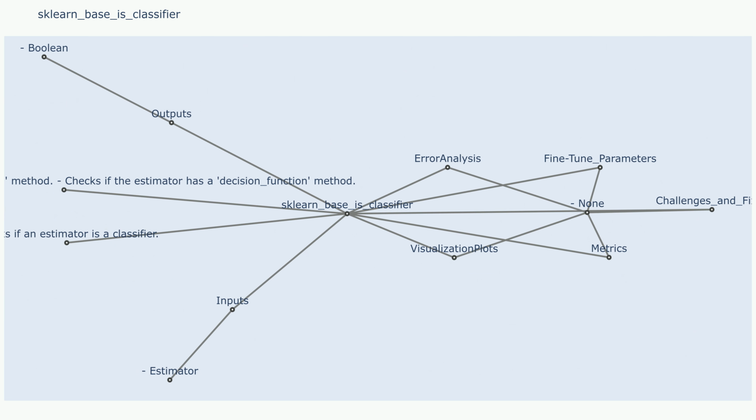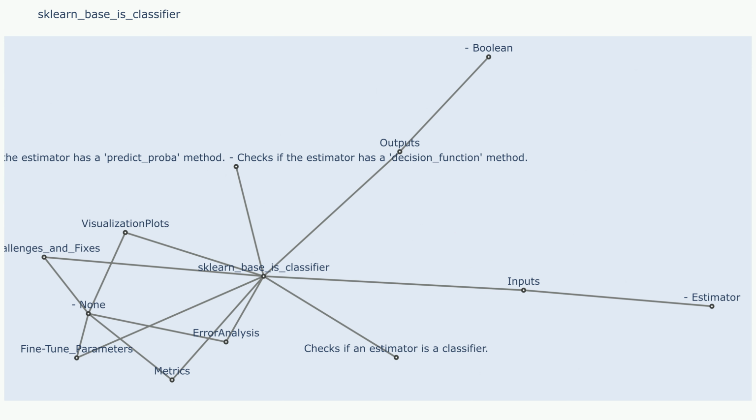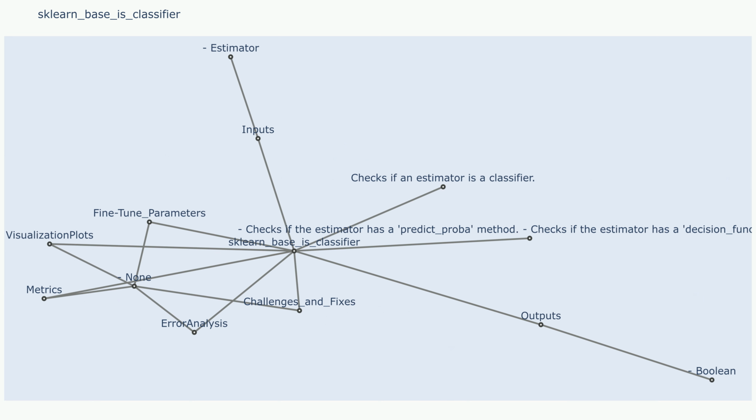Challenges and fixes. Challenge 1: misinterpretation of estimator purpose. Sample use case that resulted in challenge 1: using an estimator designed for regression, e.g. linear regression, for a classification problem and expecting is_classifier to return true. Fixes to challenge 1: ensure that the estimator you are using is designed for classification. Check the documentation of the estimator class to verify its intended purpose.